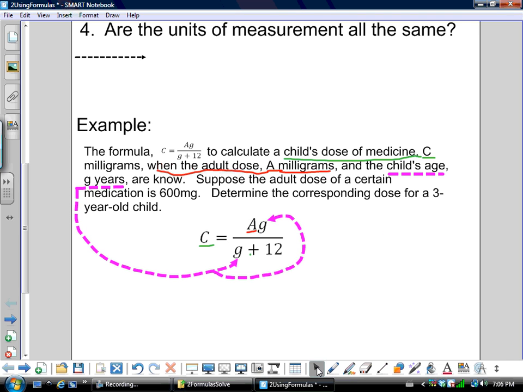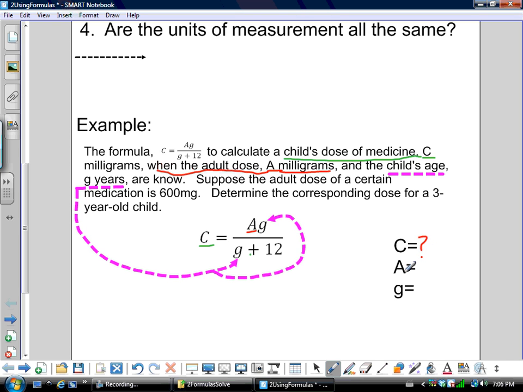One thing that I find very useful is that I have a C, an A, and a G in my formula. I often like putting them along the side, because then I can go through and determine what measurements I do know. Now, C stands for the child's dosage. If you look at the question, it says determine the corresponding dose for a 3-year-old child. So this is what I want to find. That's my unknown. I'm solving for that C.